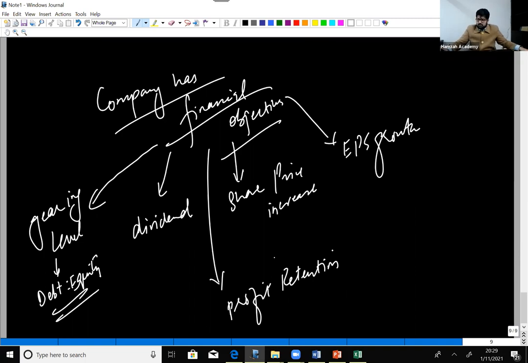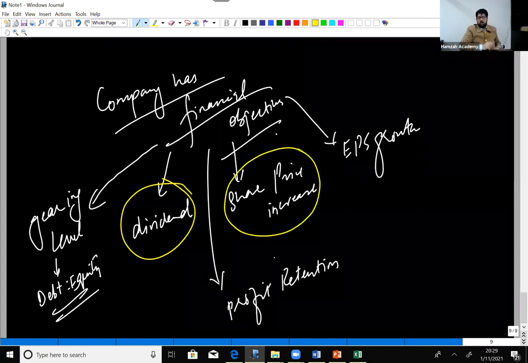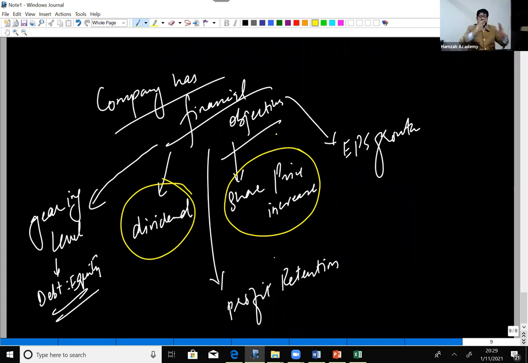Now, students, remember these all. There may be other financial targets, but the prime importance is of one and two. All others are supporting these two, dividend and total shareholder return. We know that. Total shareholder return is there. Now, let us proceed from there.